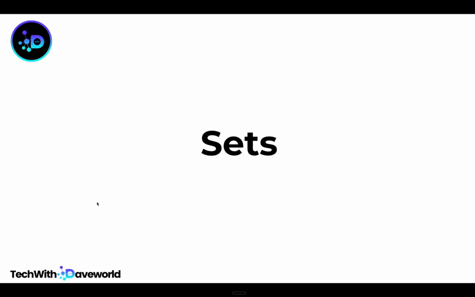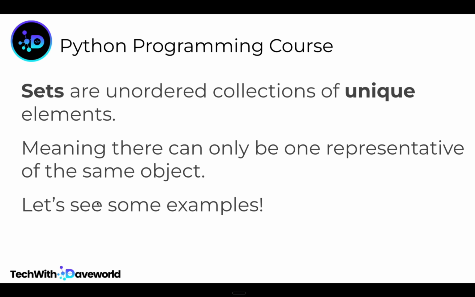So briefly, let's quickly look at what sets are. Sets are basically unordered collections of unique elements, meaning there can only be one representative of the same object, which means that you can only have unique elements in your set. So let's see some examples of how sets work in detail.